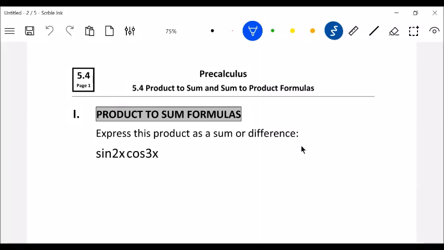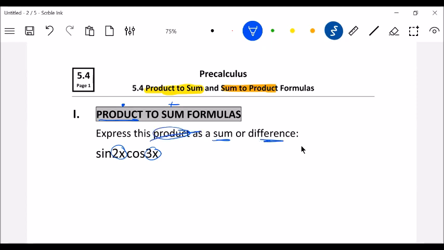Welcome. Let's continue with trigonometric formulas and identities. And we're going to look at product to sum and sum to product. So let's start right off here with a product, meaning something's being multiplied, becoming a sum, and the formula for that. So we're going to have the sine of 2x and the cosine of 3x. And we're going to change that so it's a sum or a difference instead of a product.